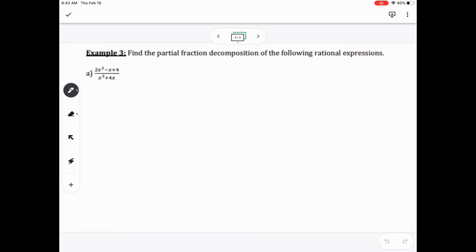Today's lesson is over section 10.7c. Here we'll be talking about quadratic factors that are distinct in the denominator.